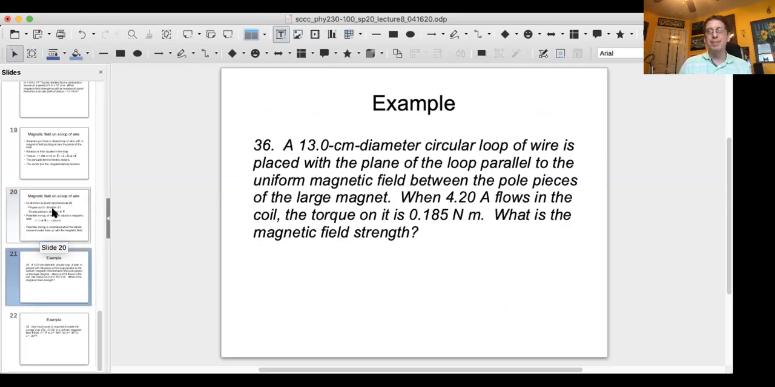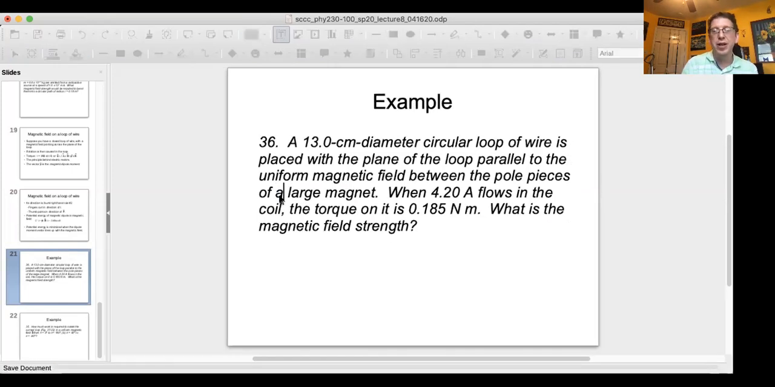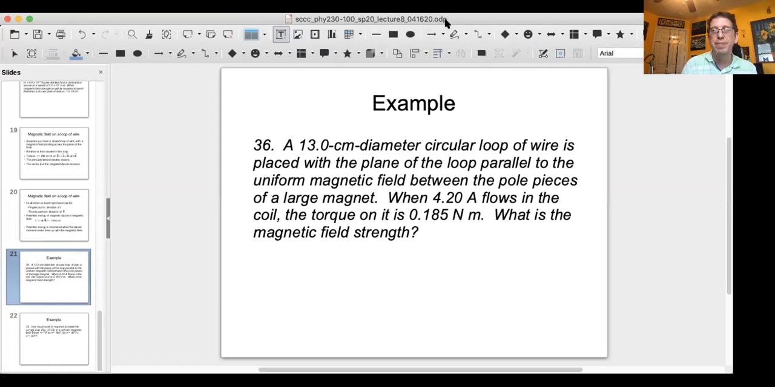So let's go to 2 examples and we'll be done with the chapter. So this is number 36. It's on page 729. So a 13.0 centimeter diameter circular loop of wire is placed with the plane of the loop parallel to the uniform magnetic field between the pole pieces of a large magnet. When 4.20 amps flows into the coil, the torque on it is 0.185 Newton meters, what is the magnetic field strength?